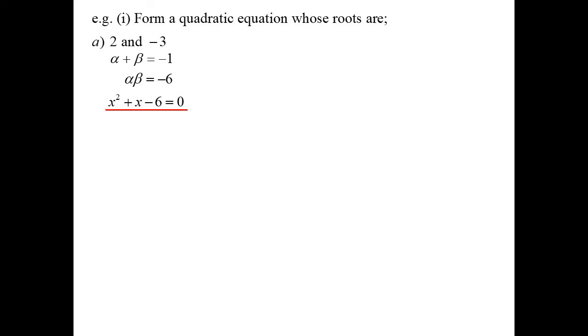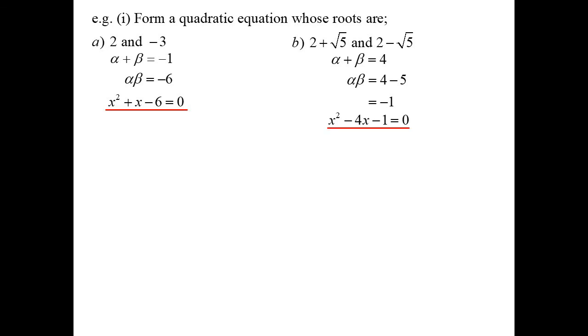Now where that's really useful is when we have those conjugate root types, because straight away the sum of the roots, well, the surds are going to disappear. We have 4. The product of the roots, a difference of 2 squares, again the surds disappear, we get -1, and so our quadratic is x squared minus the sum of the roots times x plus the product of the roots. So that's one place it's useful.